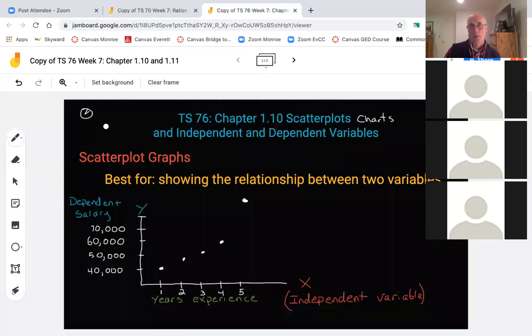We also talked about bar graphs, and I said to you guys that bar graphs, they're really nice for comparing parts to the other parts.